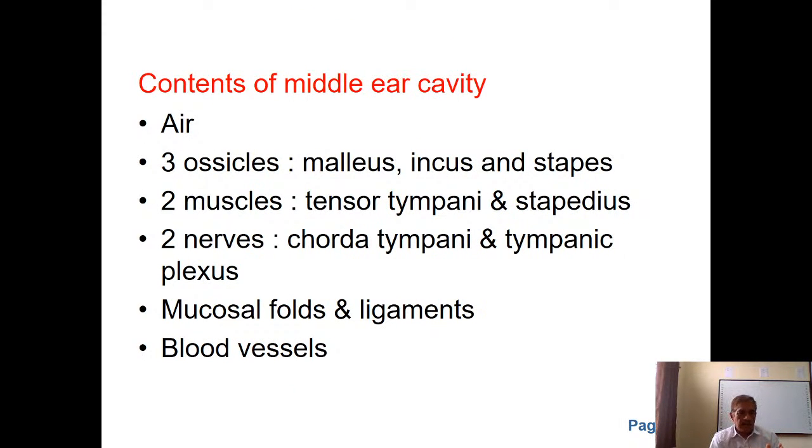So air, the major component, the three ossicles, the malleus, incus, and stapes, the two muscles, the tensor tympani and the stapedius muscle, the nerves, the chorda tympani and the tympanic plexus, and the nerve to the stapedius muscle. Then the mucosal folds and the ligaments, and of course the blood vessels which supply the middle ear cavity.